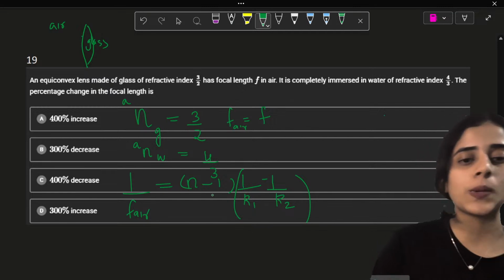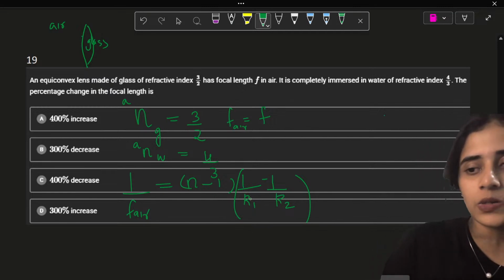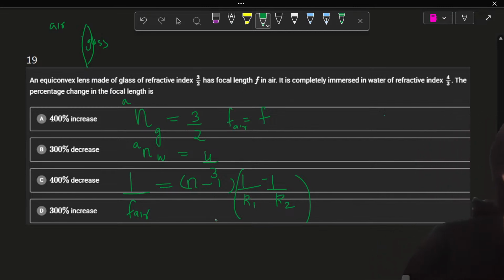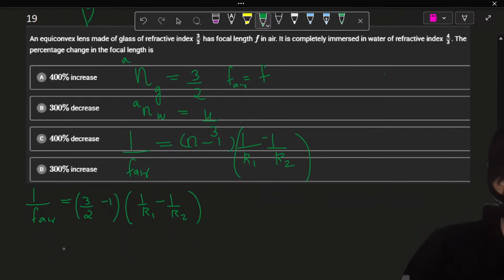1 by f is equal to n minus 1, 1 by r1 minus 1 by r2 is the formula. Now here for f air, we should use refractive index of air. So let's write it down. 1 by f of air is equal to, how much is the refractive index? 3 by 2 minus 1 into 1 by r1 minus 1 by r2. Perfect. Now 3 by 2 minus 1 is 1 by 2.